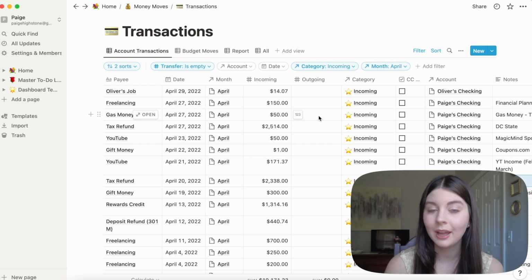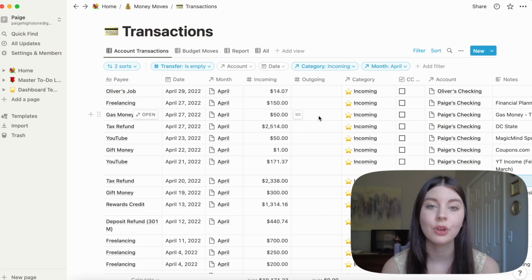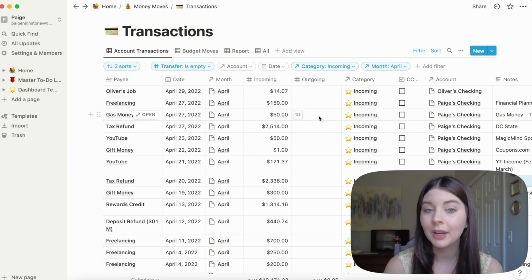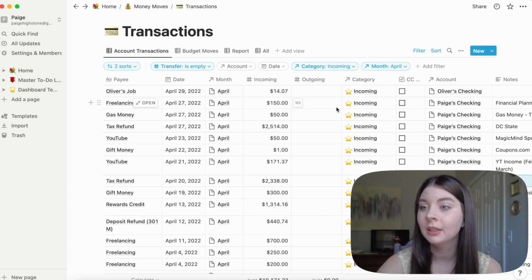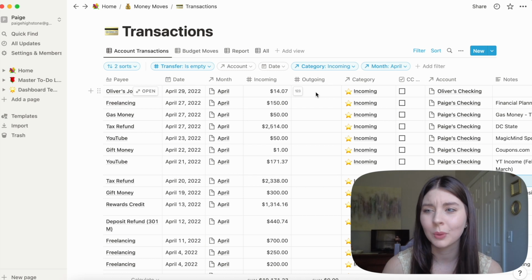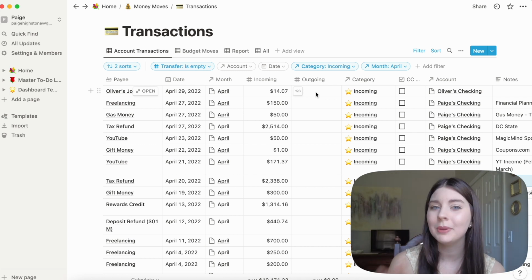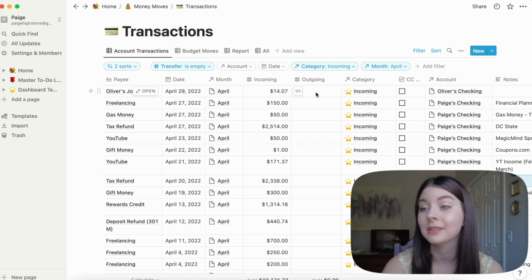So my friend Tina, I went and picked her up from the airport and I'm going to be driving her back down to Stewart in the next few weeks, so she paid me $50 to pay for gas for that. Then I had $150 for freelancing, which was some financial coaching that I did. And then Oliver randomly got a paycheck for $14.07 from his job. I have no clue why, because the pay period before they didn't pay him anything, so somehow they messed something up in accounting and realized they owed him $14, and we got that at the end of the month.